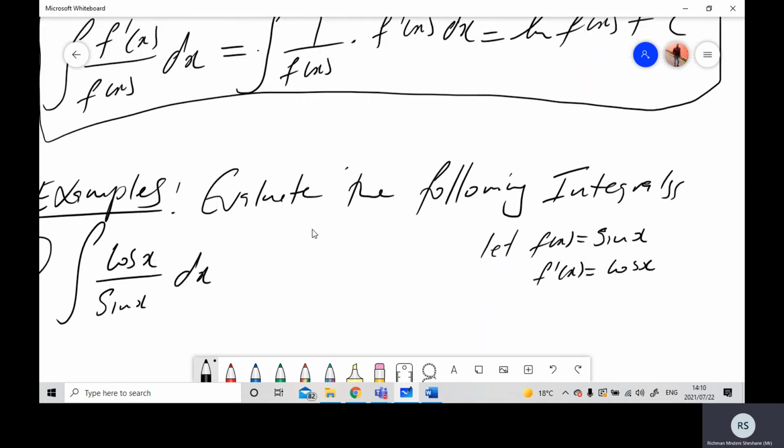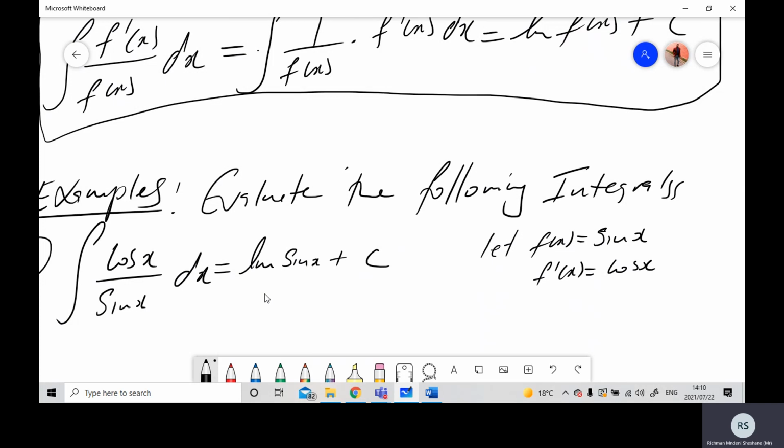If you use this formula, this will be given to you during the test. Because it's f prime over f of x, the integral is going to be ln of f of x. My f of x is sine x, the denominator. So it's ln of sine x plus c.